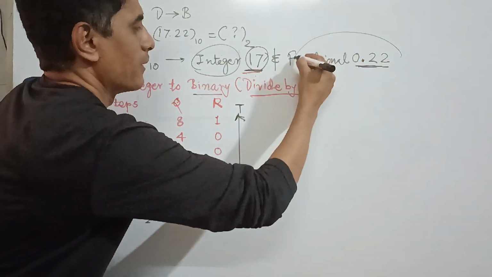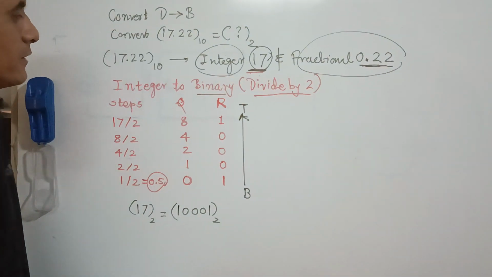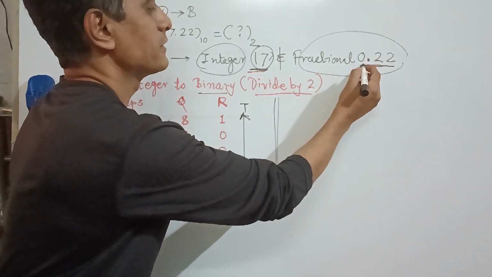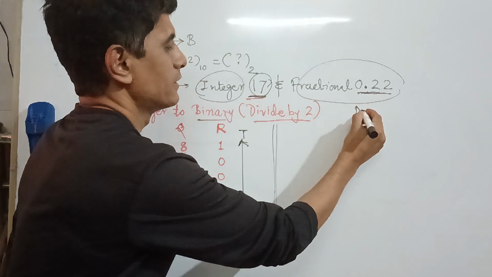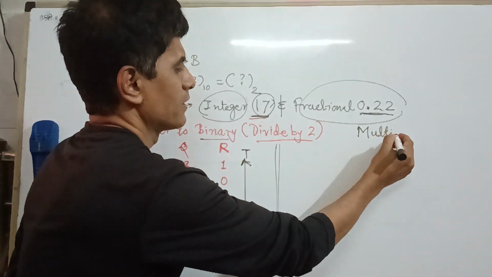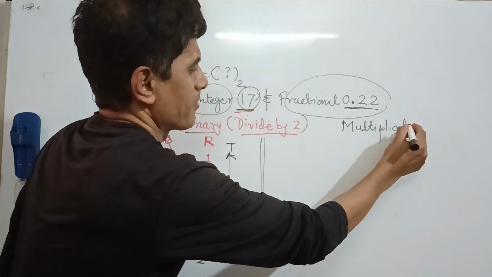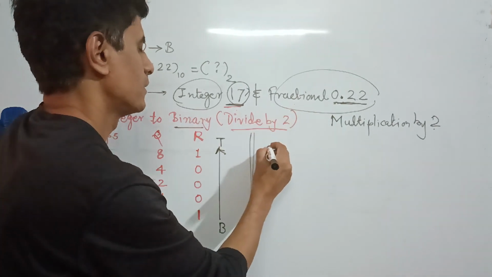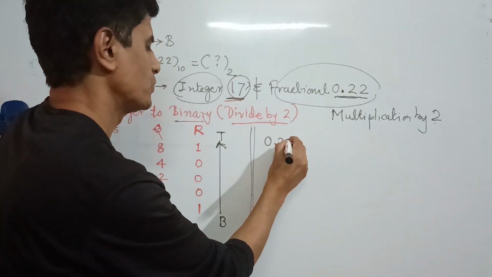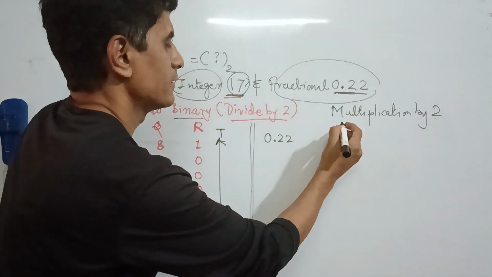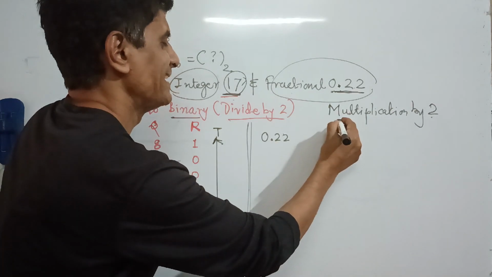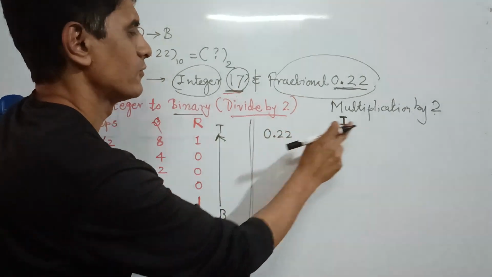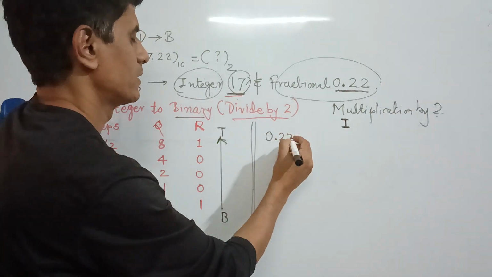Then we will see the fractional part, how to convert the fractional part. Now see, I will divide into two parts. The fractional part is 0.22 and we will use the multiplication by 2 method. Here I will write I for integer and here I for integer. Therefore, multiplication by 2.